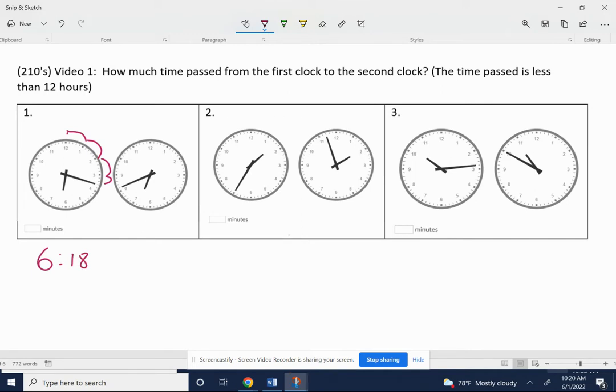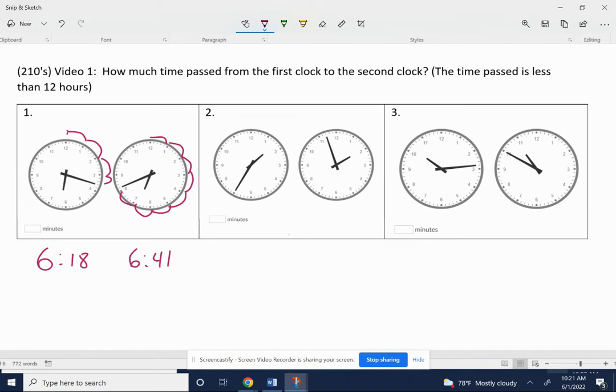The second clock, it's past 6 o'clock. Starting here at the 12, I need to think about how many minutes I will be at if I get right there. So here's 5, 10, 15, 20, 25, 30, 35, 40, and then one more little minute there, 6:41.